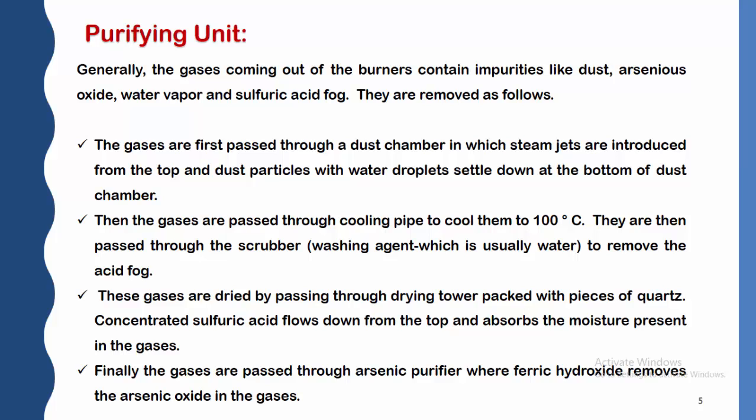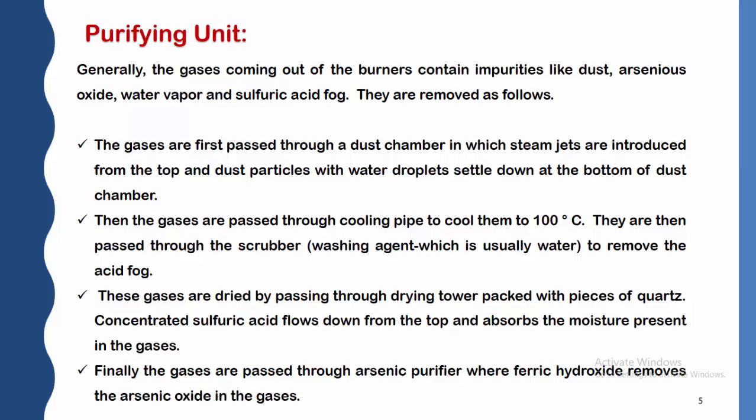Here the purifying unit consists of different parts, that is, one is the dust chamber, second is the scrubber, third is the drying tower, and fourth is the arsenic purifier. Likewise, 4 chambers are situated in which the different purification can be done. As the gases are completely burned in the burner, they pass through certain pipes. The gases coming out from the burner contain impurities like dust, some arsenious oxides, water vapor, and some sulfuric acid fog. They can be removed by the different purifying units.